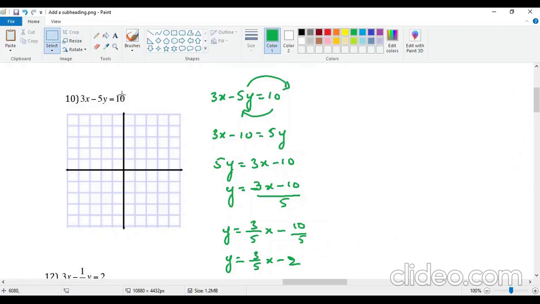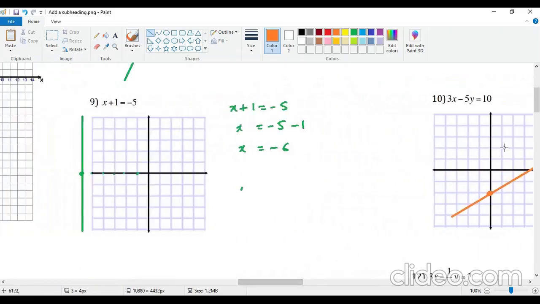This is going to be your equation of the line. That means you start your line from negative 2. Negative 2 should be your starting point. So negative 2 is over here. And 3, from here you go up 3, 1, 2, and 3, and 5, 1, 2, 3, 4, 5. This is your point. You take a ruler and make a straight line crossing from here. This is going to be your final answer, and you get full marks for it.